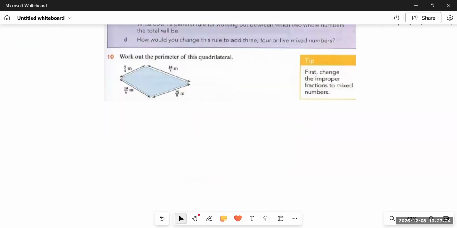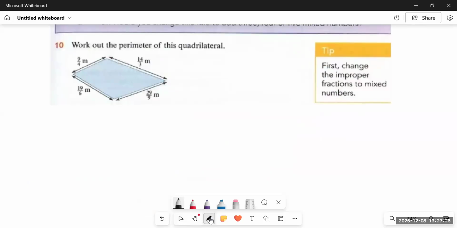Now, in question number 10, what are we supposed to do? We have to work out the perimeter of this quadrilateral. And how can we find the perimeter of the quadrilateral? By simply adding all these numbers. To find out the perimeter, we simply have to add the lengths of all the sides. So it will be 9 over 4 plus 14 over 3 plus 19 over 6 plus 29 over 9.